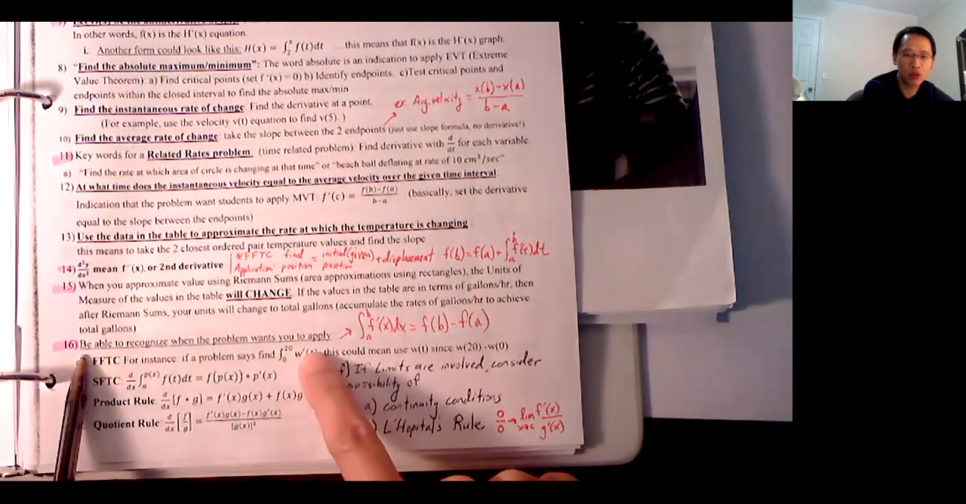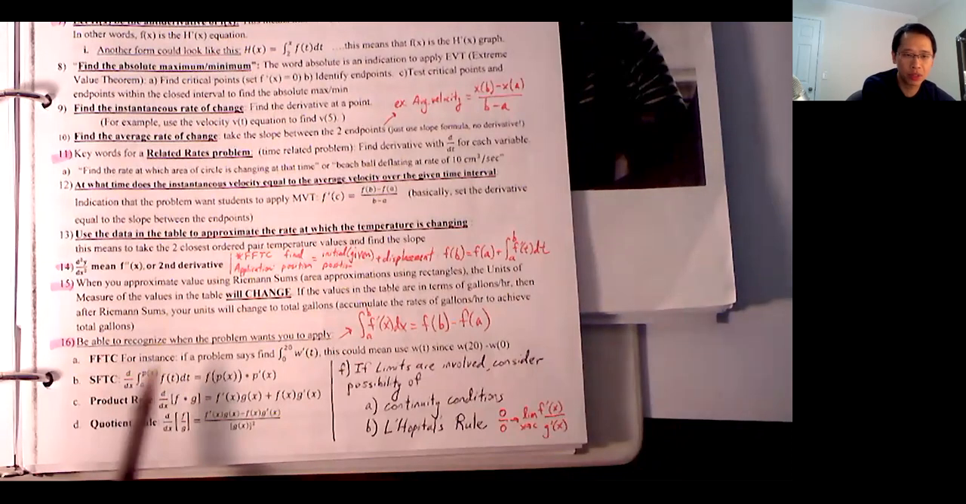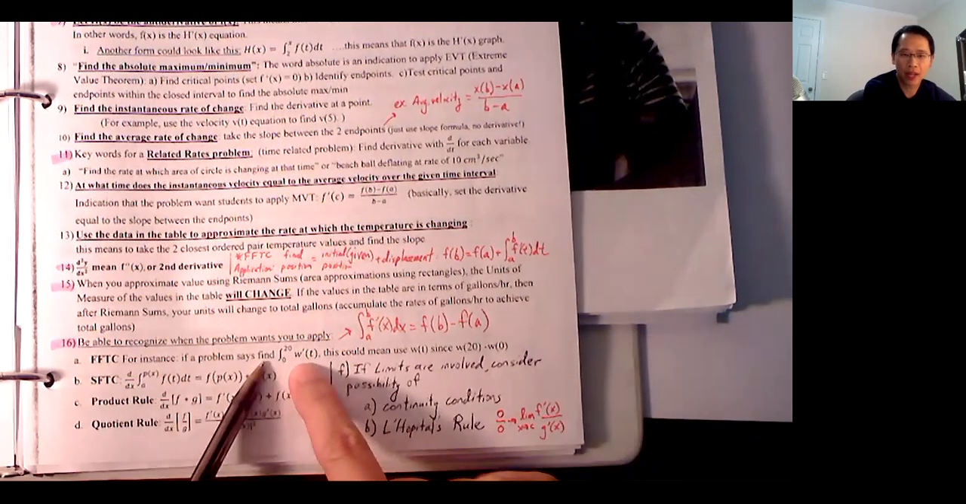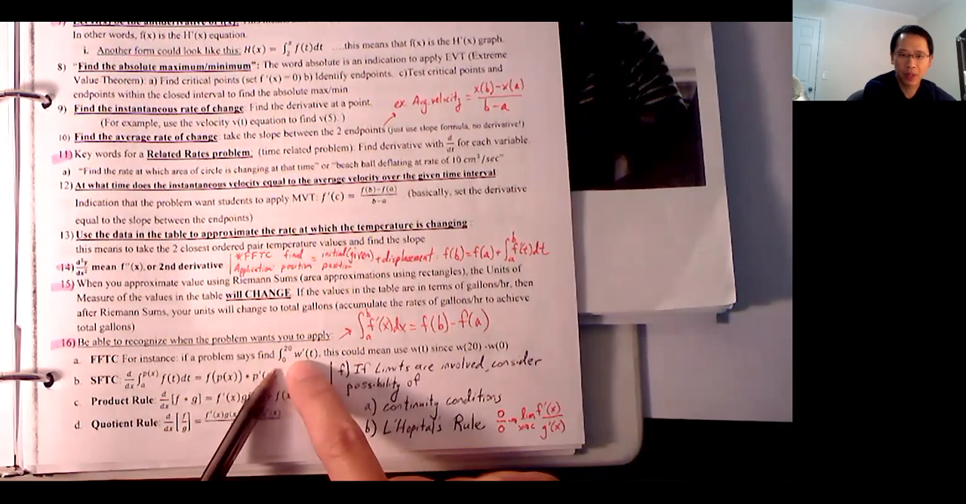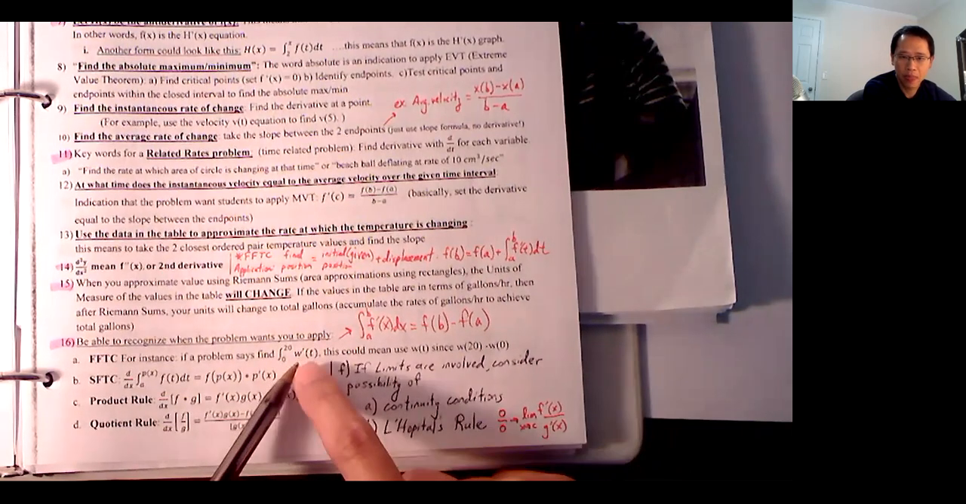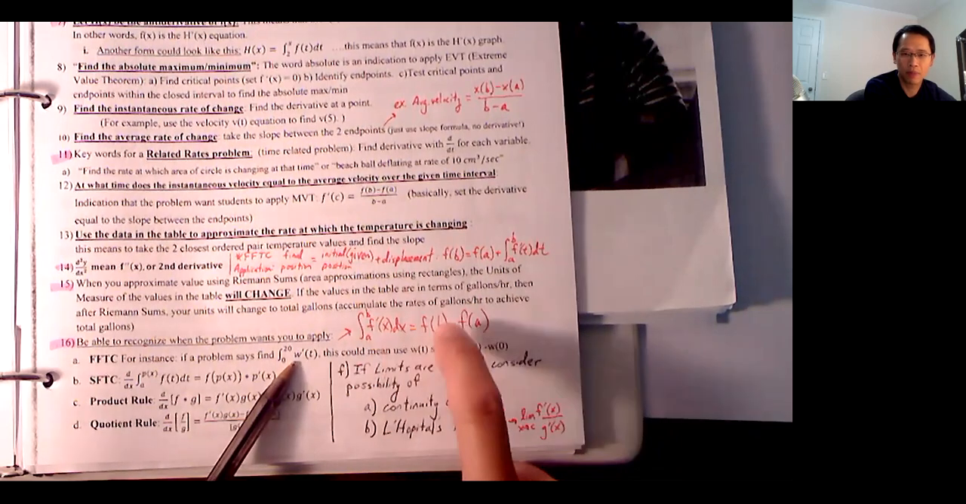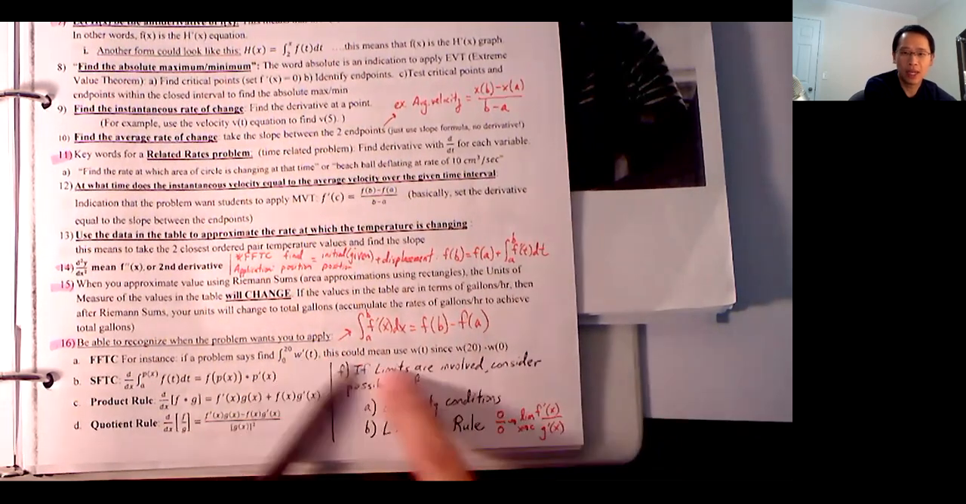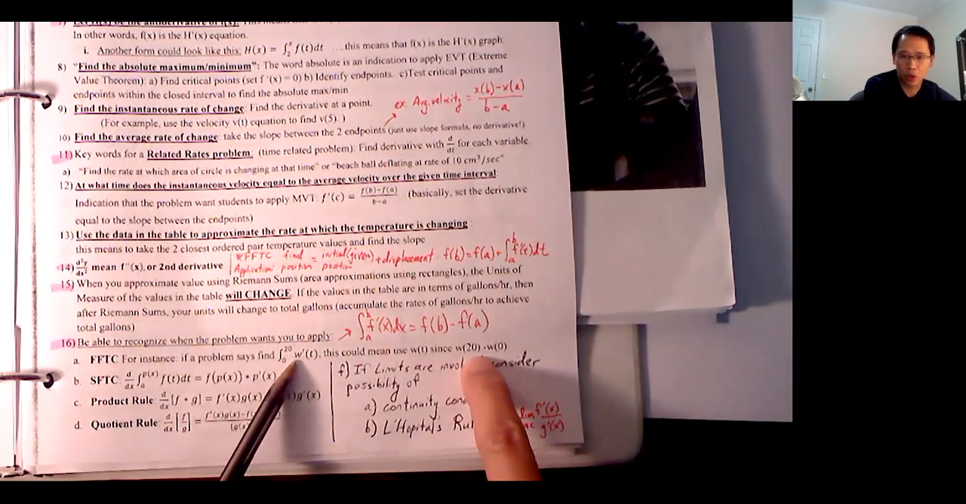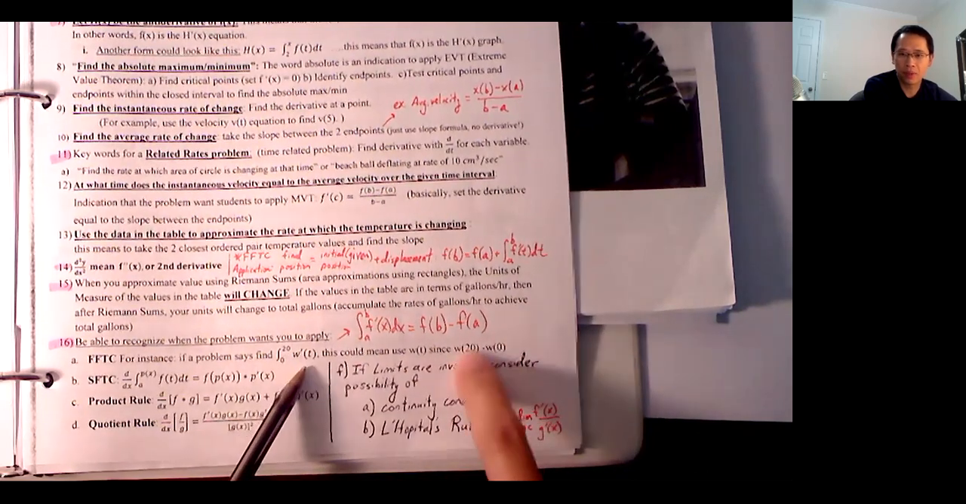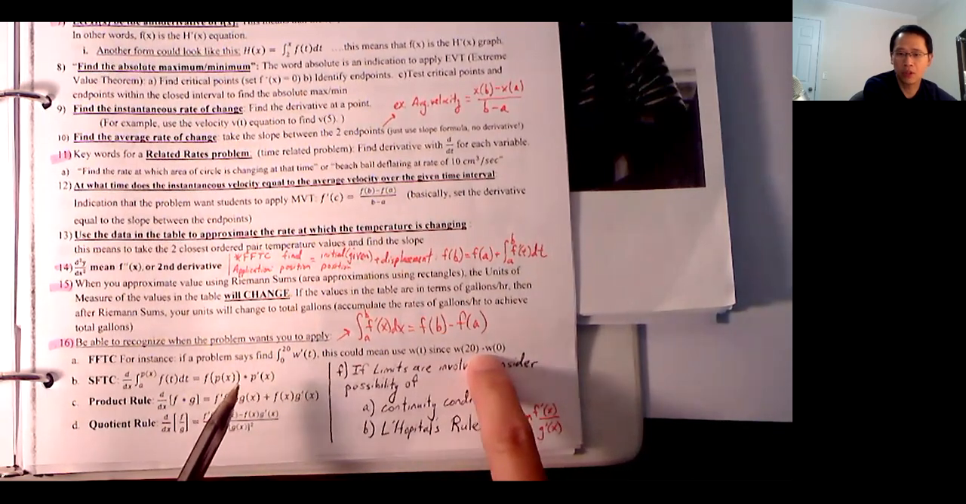Be able to recognize when the problem wants you to apply certain theorems. Sometimes you're asked to apply the first theorem. Let's say you have a table of values, but the table of values is not W prime, it's W of t. How can we connect from W prime with something that we can use with the table? We can push this through the first theorem. Take the antiderivative. W prime will turn into W of t, and then we plug in our upper and lower bounds. So sometimes this could be the way that we arrive at the location where we need to be in order to use the table.